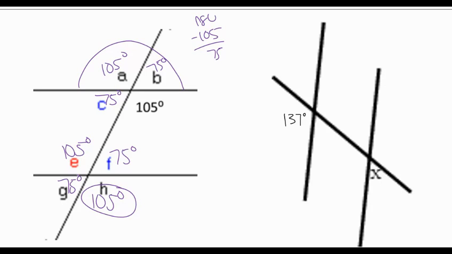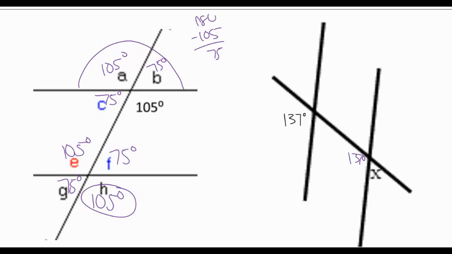So the angle that's 137 degrees is kind of in the bottom left of my intersection. So that means this angle right here would be 137 degrees because they correspond. They're both in the bottom left, because in this case, my parallel lines are going up and down. So now I need to figure out X.